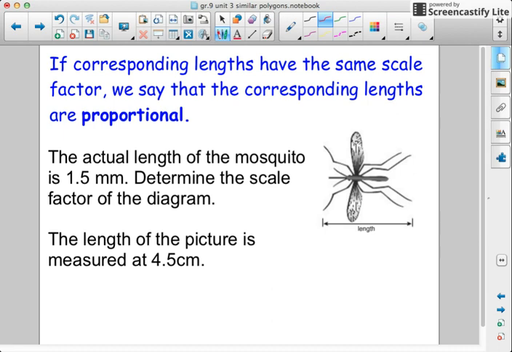So let's look at this picture of the mosquito. The actual length of the mosquito is 1.5 millimeters. Determine the scale factor of the diagram. The length of the picture is measured at 4.5 millimeters. So the picture is 4.5 millimeters divided by the actual, so 1.5. So this would give me 3. So my scale factor is 3 on this one.